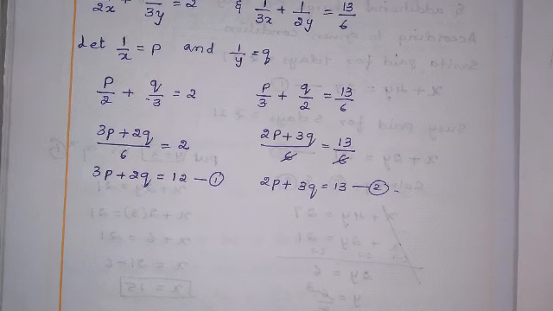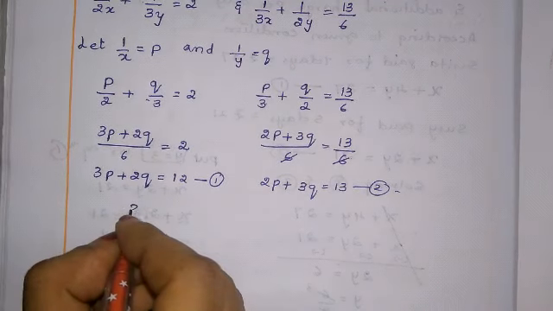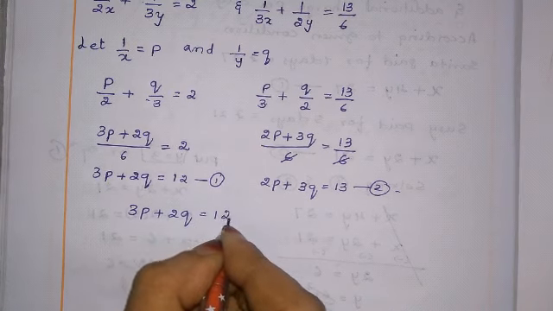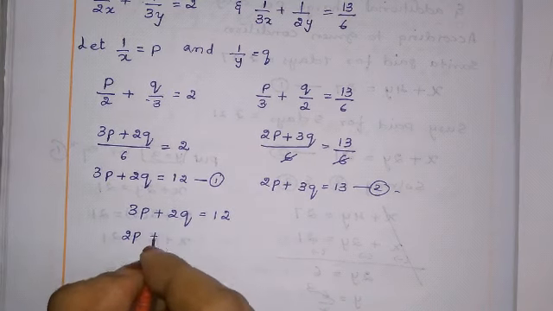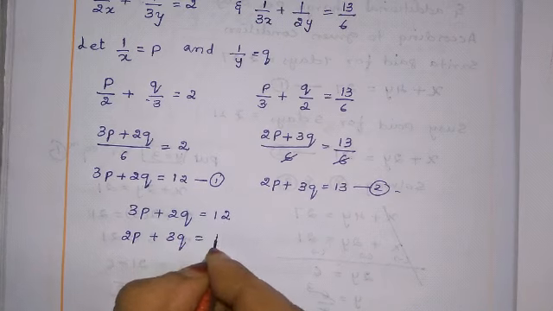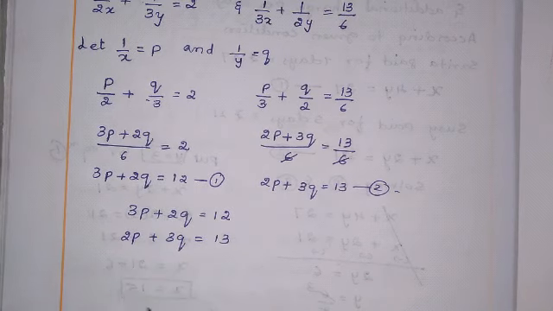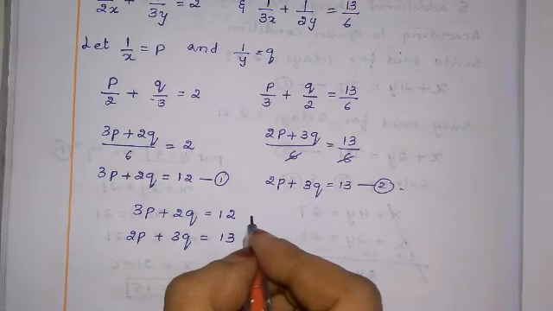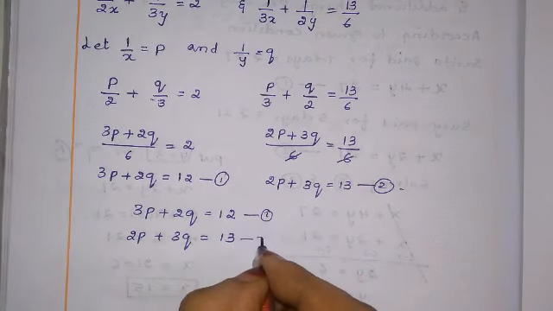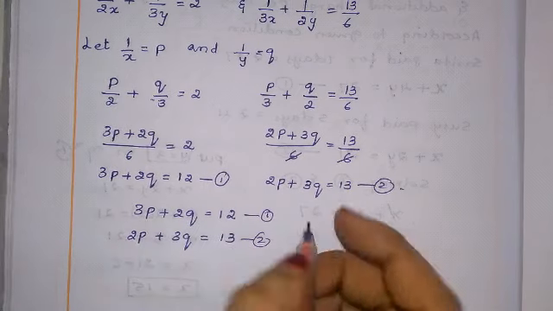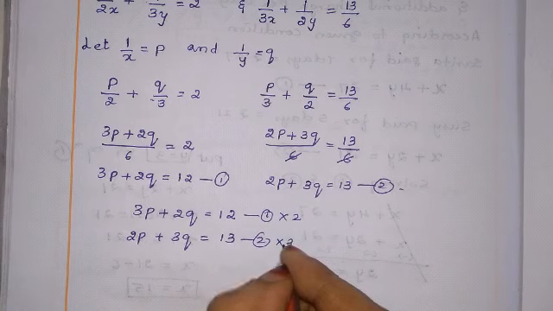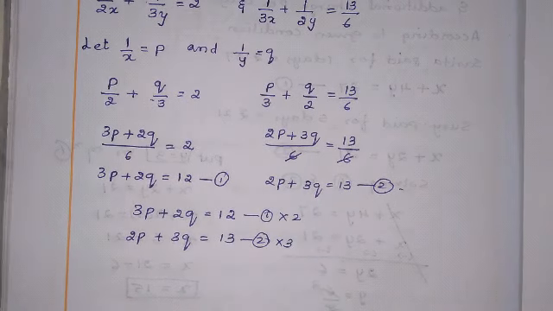Now let us write 1 and 2 first. 3p plus 2q is equal to 12. 2p plus 3q is equal to 13. Here we cannot eliminate anything because nothing is the same. If we cannot eliminate, we know what we have to do. This 2 we will multiply here and this 3 we have to multiply to the next equation. In previous problems we have solved like that.